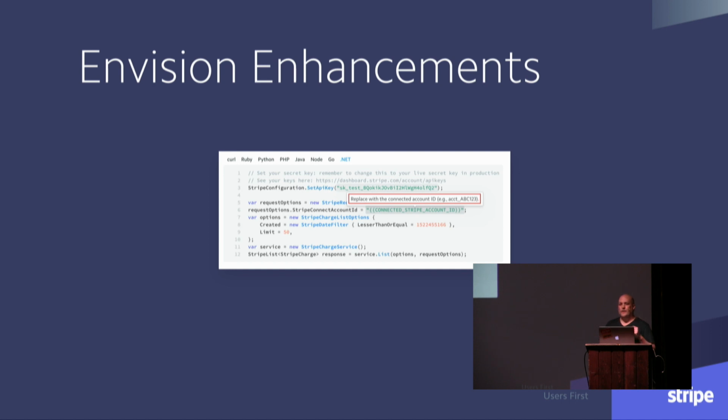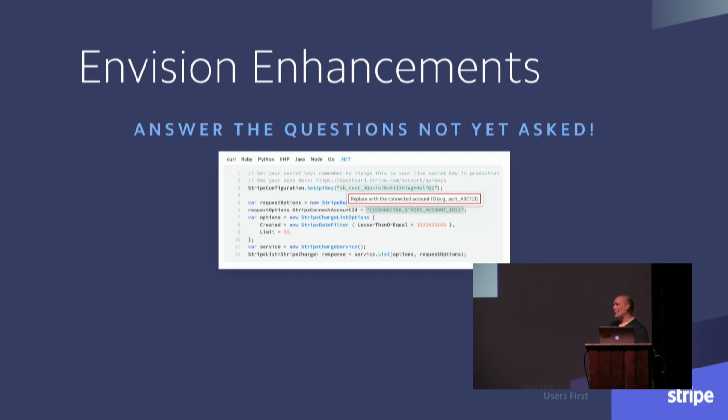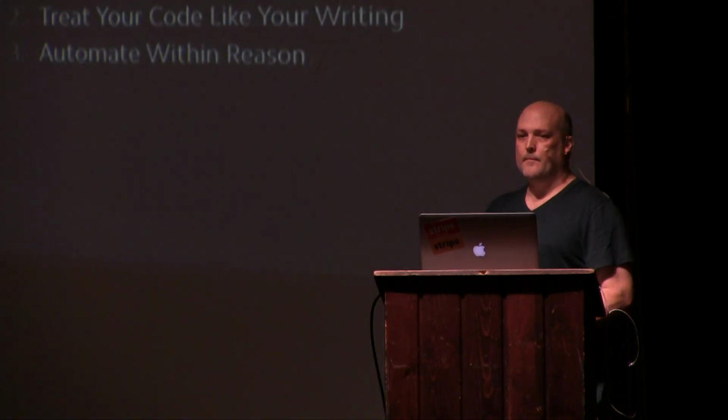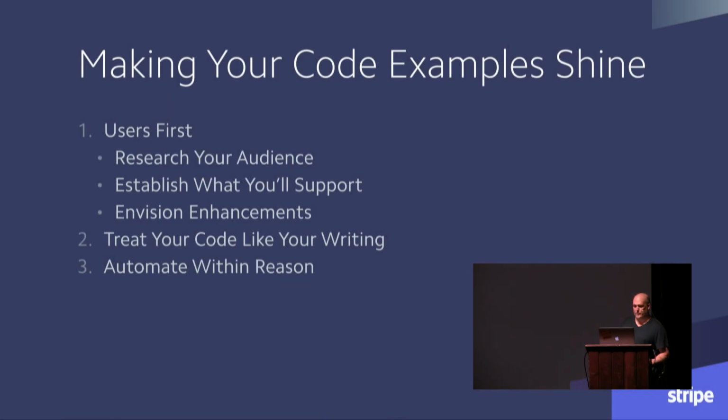So there's a lot more we could do along these lines. But as you want to create code examples that are ideally perfect and usable, do what you can to predict the questions that your users are going to ask and answer them in advance. Your users and your support team are really going to thank you for thinking to do that. So I encourage you to begin thinking about your code examples starting with your users. I also encourage you to revisit Kat and Jen's talks. Research your audience, establish what you'll support, and envision enhancements.